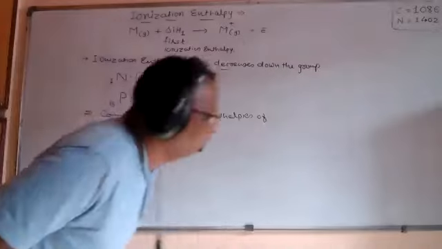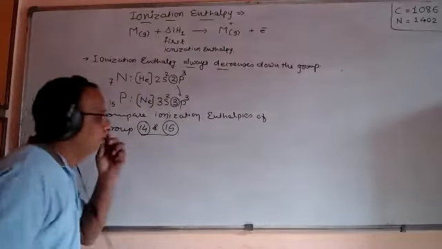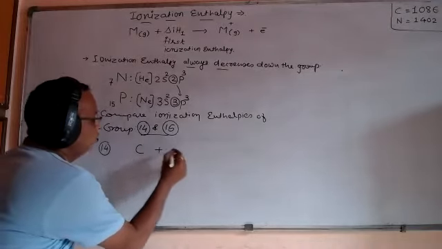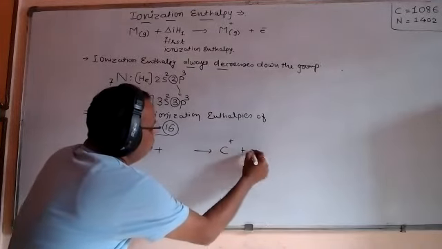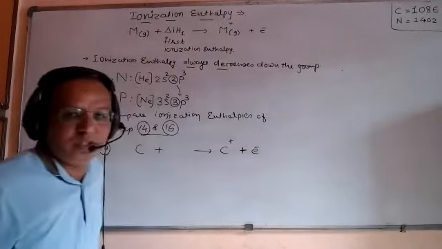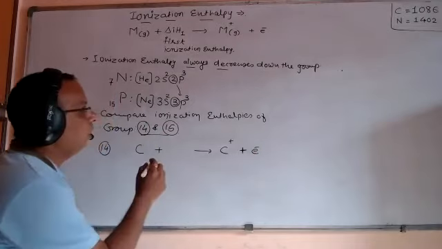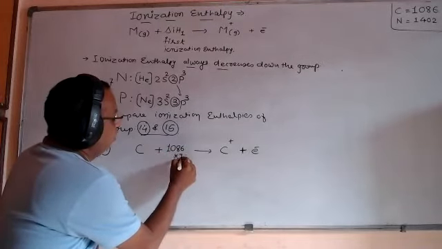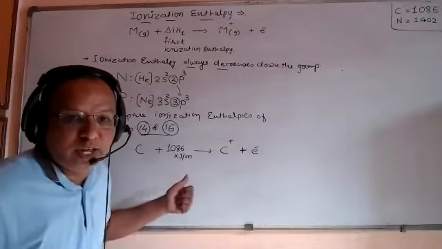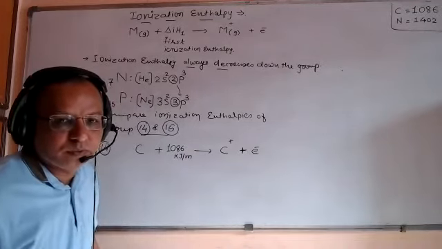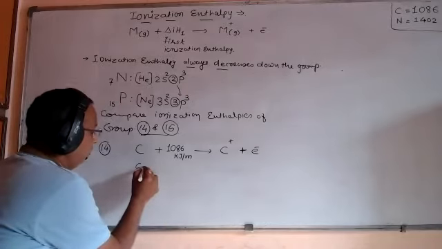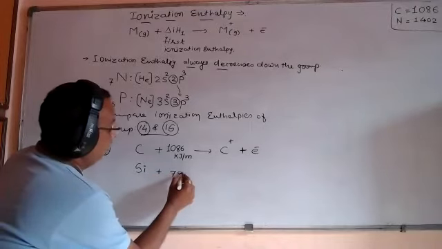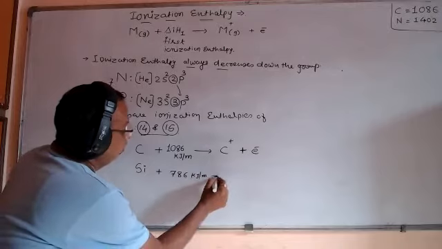Please look at here carefully. If we think of the first element of group number 14, carbon is the first element. If we want to remove one electron from carbon and make the positive ion, we need to apply, friends, somewhat 1086 kilojoule per mole. This is called the ionization enthalpy of carbon. And for silicon, we need to apply somewhat 786 kilojoule per mole to make silicon positive ion.